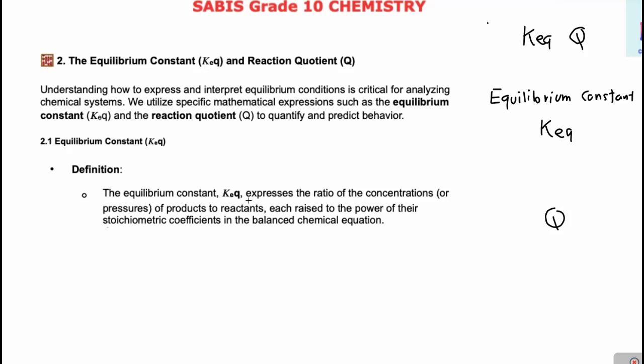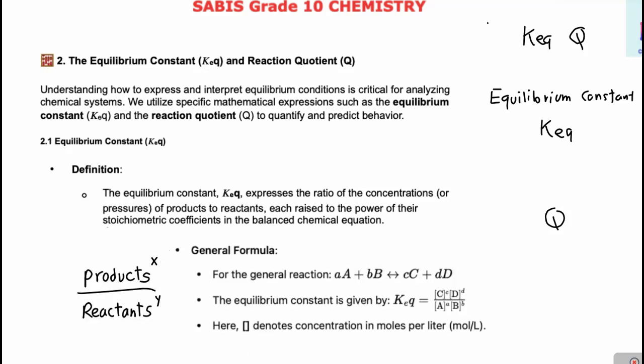The equilibrium constant K equilibrium expresses the ratio of the concentration, or the ratio of the pressure, of products relative to the reactants. So I will always put the products first in the numerator, divided by the reactants in the denominator. Every one of them will be raised to a power. What is the power? The power is their stoichiometric coefficient in the balanced chemical equation.